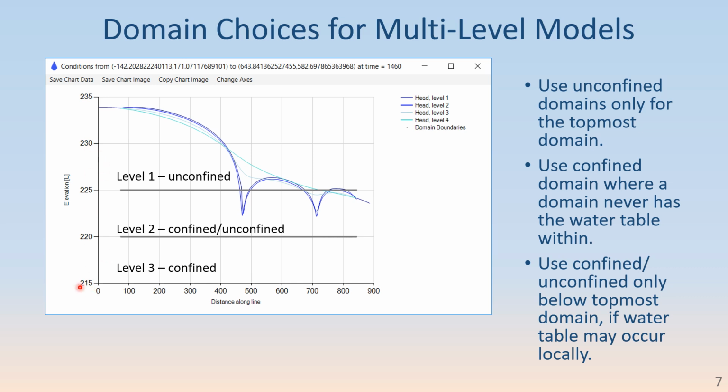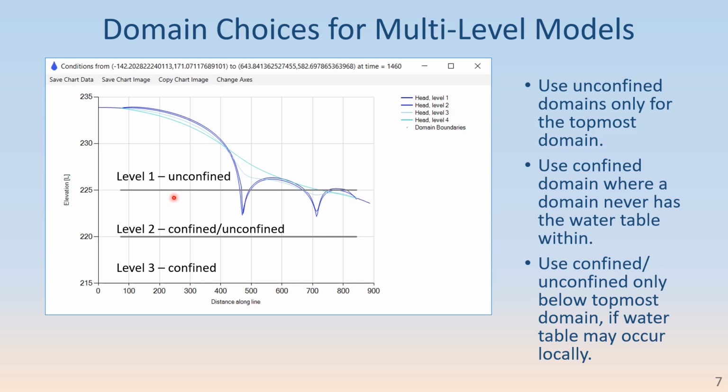elevation-wise. The upper level, you'd use an unconfined domain, and that's because it's the topmost level in the model and the water table occurs within that elevation range. The lowest level here, level 3, should be designated a confined or fixed transmissivity domain because its transmissivity is fixed. The water table never penetrates as deep as this layer, so the saturated thickness is always going to be the elevation difference from the top to its bottom. So that is appropriate for confined.